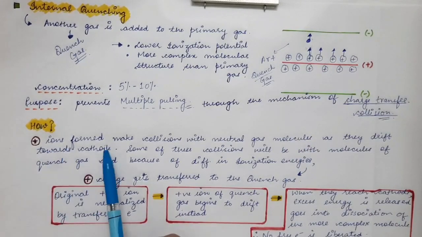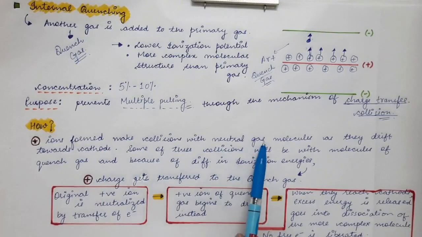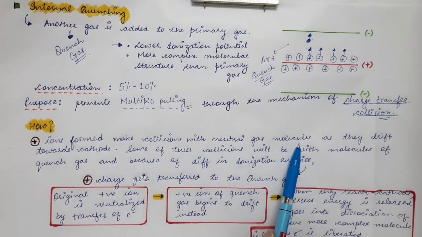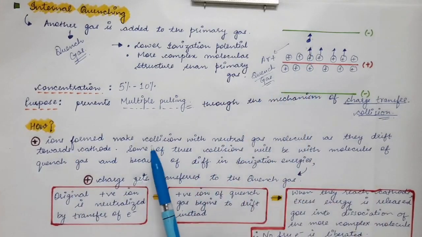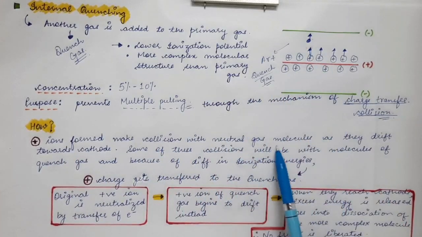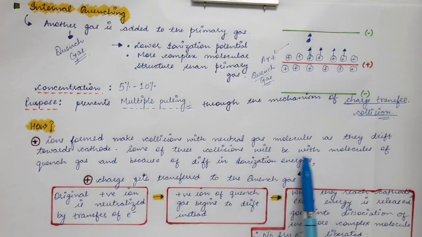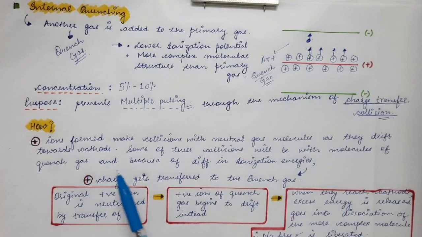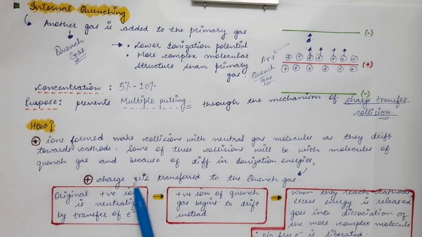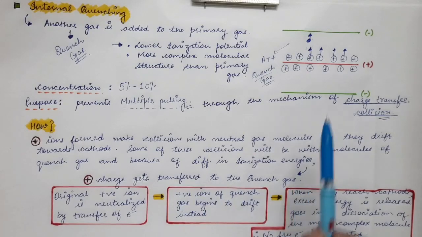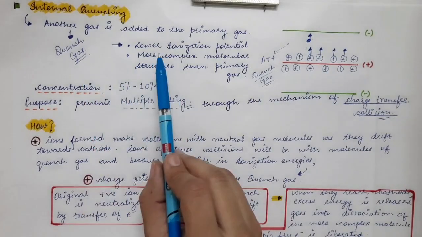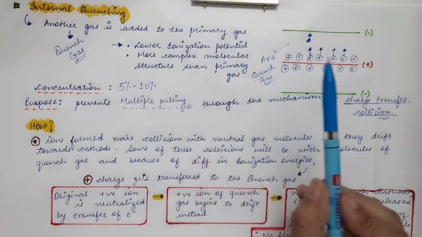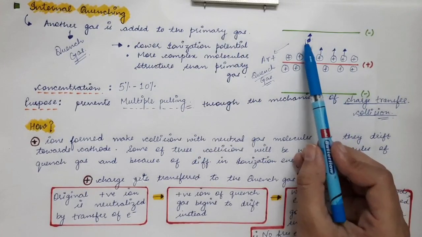So the positive ions formed make collisions with the neutral gas molecules of the quench gas as they drift towards the cathode. Some of these collisions will be with the molecules of the quench gas. Because of the difference in the ionization energies, the positive charge gets transferred to the quench gas. The quench gas has a lower ionization potential as compared to the primary gas, so there is a transfer of charge.